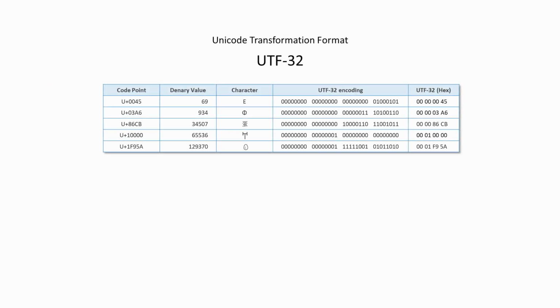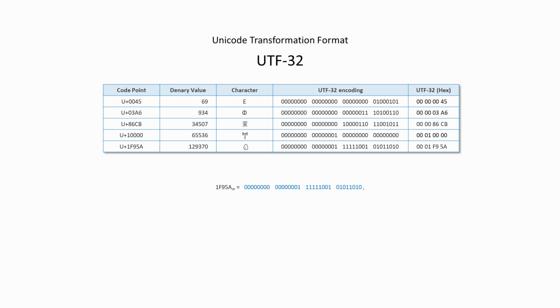A completely different Unicode transformation format, which has been around for a long time and is still used on a few Unix-based computers, is UTF-32. UTF-32, also known as UCS4, is very simple. It's just a matter of converting each code point into 32-bit binary.